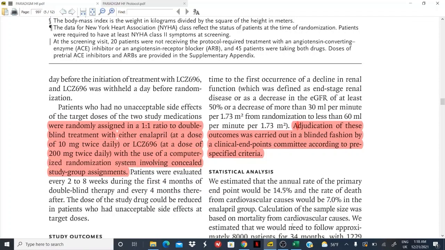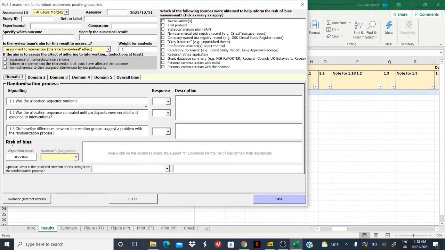Now I'll go back over to my sheet, and in the question, was the allocation sequence random? I'm going to type in a Y. That's a yes, right? Now the second question asks us, was the allocation sequence concealed until the participants were enrolled and assigned to their interventions? Now what does this mean?